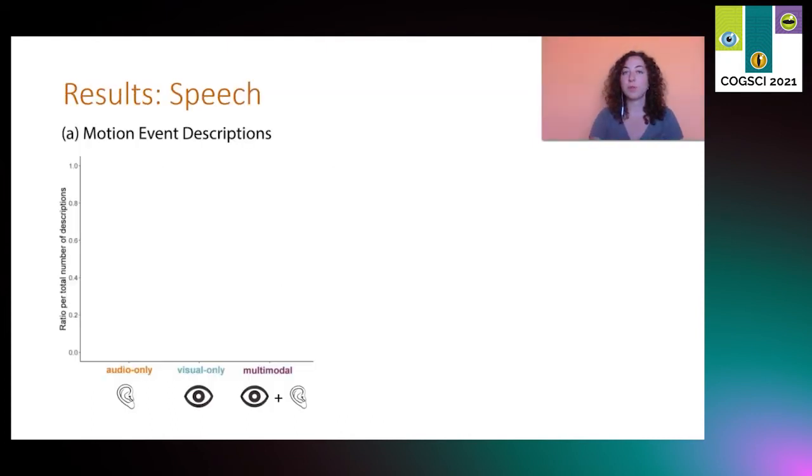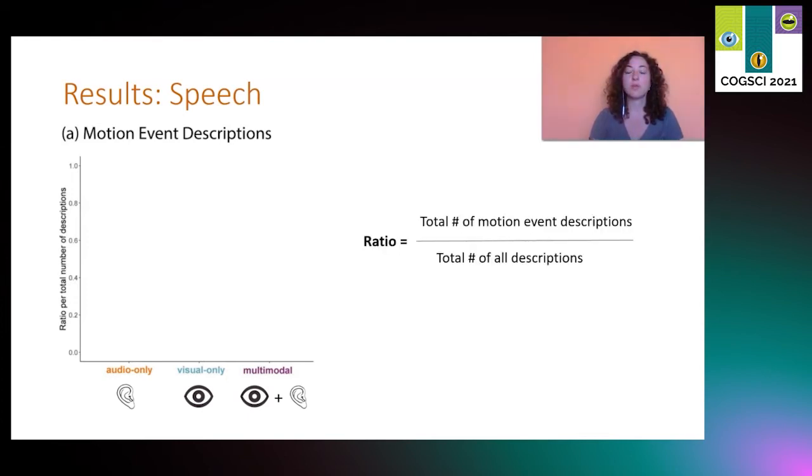Before comparing the groups for path and manner use, we first looked at the frequency of motion event descriptions among all descriptions. For this, we calculated a ratio, dividing the total number of motion event descriptions by the total number of all descriptions. And we found an effect of input modality. Our results show that participants in the visual-only and multimodal conditions produced more motion event descriptions compared to participants in the audio-only condition.